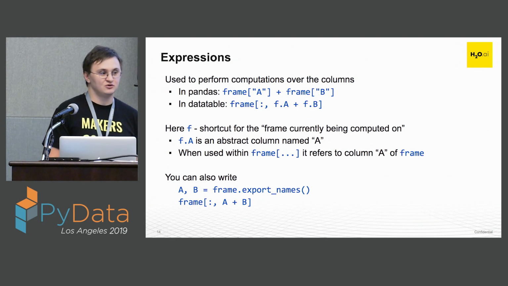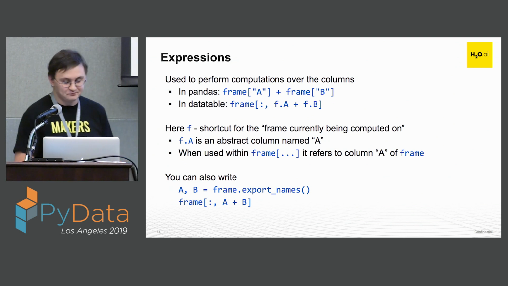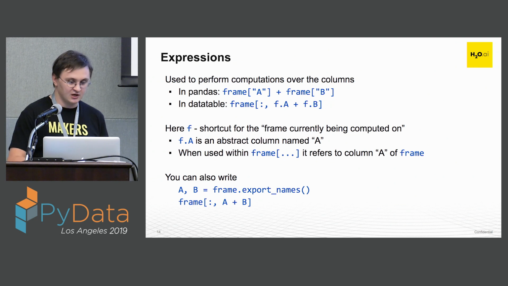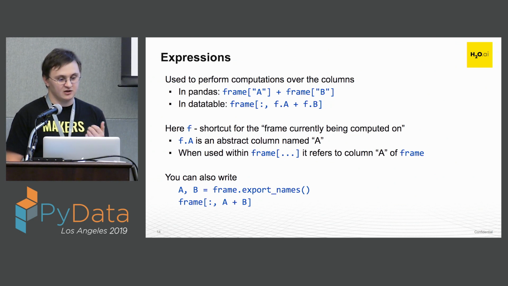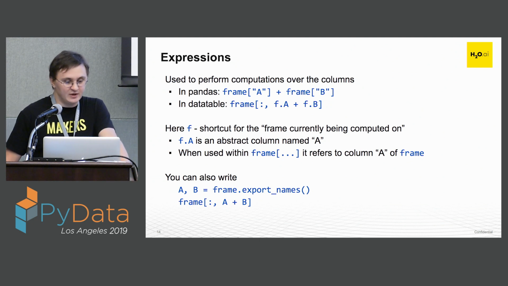Expressions is when you do calculations over the column. So first, the example of how you do things in pandas. In pandas, you would say you have a frame, you select a column, frame A, and then you select another column, frame B, and you add them. So this is how you write an expression in pandas.